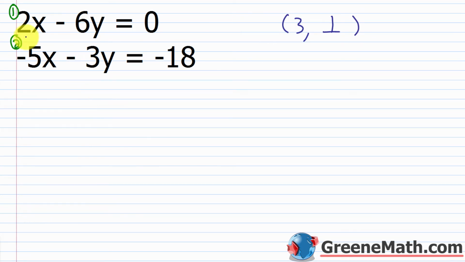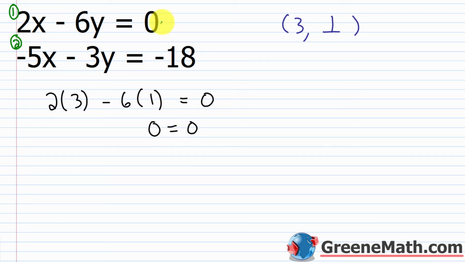So in the first equation, equation 1, we'd have 2 times my x value, which is 3, minus 6 times my y value, which is 1, and this should equal 0. Of course, this would be 2 times 3 or 6, minus 6 times 1, which is 6. 6 minus 6 is obviously 0. You would get 0 equals 0. So yeah, it works out here.